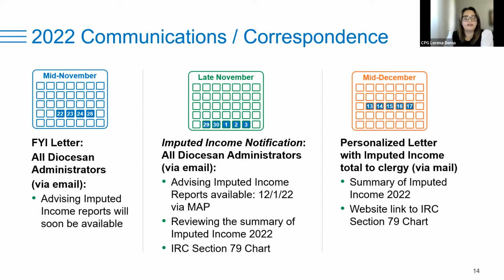And then lastly, we do have a letter for the Puerto Rico population, which is in Spanish. It's about 26 individuals that will receive that letter. They're all going out the second week in December. And of course, together with that will be a summary of imputed income. We also provide a link to the IRC Section 79 chart, which is listed in the letter as well.